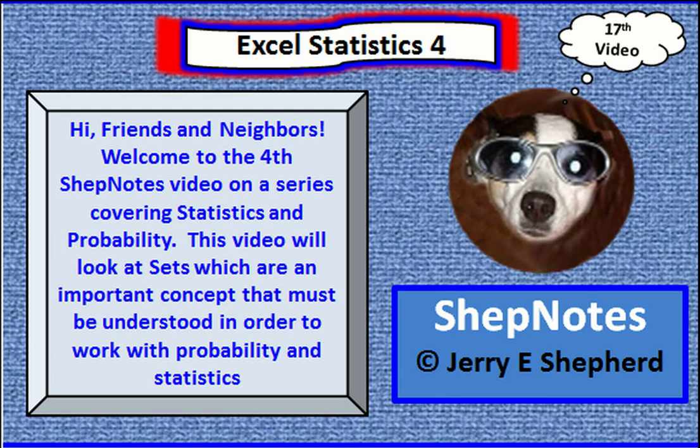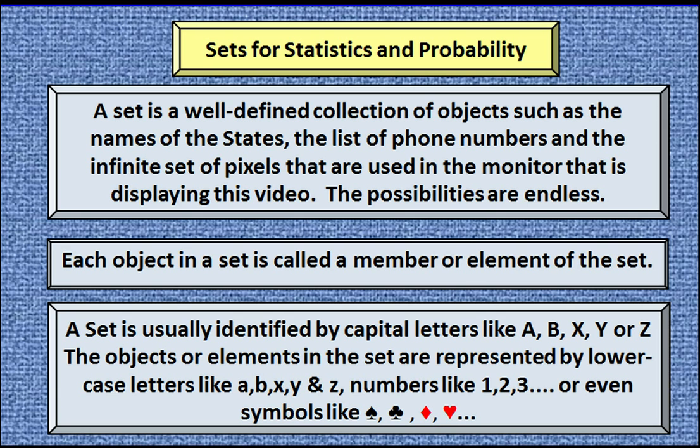This video will look at sets, which are an important concept that must be understood in order to work with probability and statistics. Let's start by looking at sets for statistics and probability. A set is a well-defined collection of objects such as the names of the states, the list of phone numbers, and the infinite set of pixels that are used in the monitor that is displaying this video. The possibilities are endless. Each object in a set is called a member or element of the set.